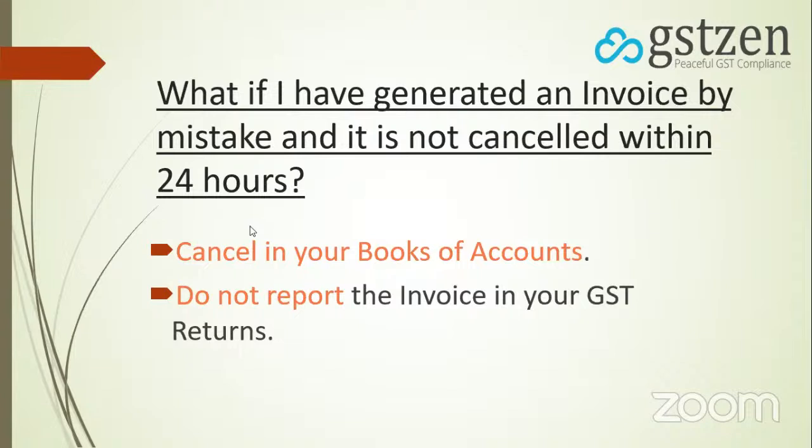Even if you try to modify it without canceling, let's say you have generated an invoice number 5 with quantity 100, but you are supposed to give it as 1000. If you try to superimpose those details, that will also not work. It will just say duplicate IRN and the original details will stand.